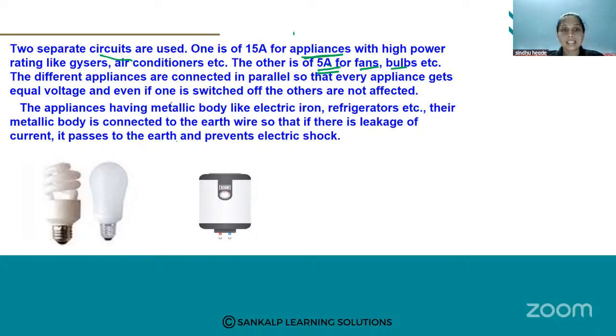The appliances having some metallic body like electric iron, ಹೌದಲ್ವಾ? ಐರನ್ ಬಾಕ್ಸಿಗೆ ಮೆಟಾಲಿಕ್ ಕೋಟಿಂಗ್ ಇರುತ್ತೆ, ರೆಫ್ರಿಜರೇಟರ್ಸಿಗೂ ಇರುತ್ತೆ ಅಲ್ವಾ? ಸೊ ಇಟ್ ಈಸ್ ಕನೆಕ್ಟೆಡ್ ಟು ದ ಅರ್ತ್ ವೈರ್. ಹಾಗಾಗಿ ಅರ್ಥಿಂಗ್ ಸರಿ ಇದೆ ಅಂದ್ರೆ ನಮ್ಗೆ ಶಾಕ್ ಹೊಡೆಯೋದಿಲ್ಲ. If suppose earthing is not proper, that's why we get some shock from some appliances sometimes. Okay, so these all are the concept.